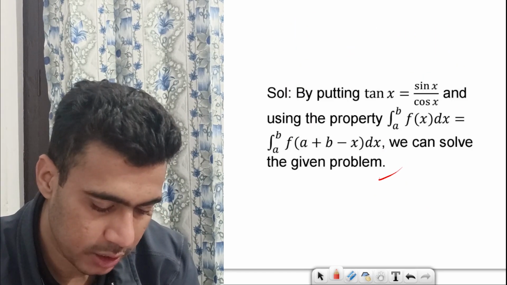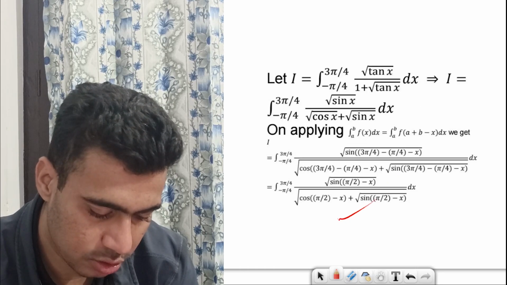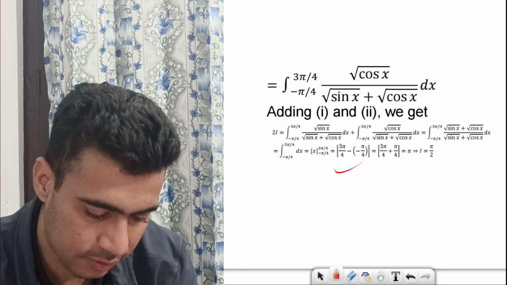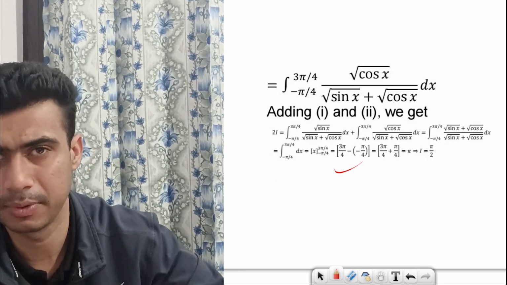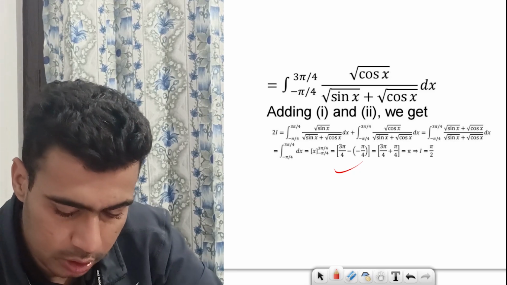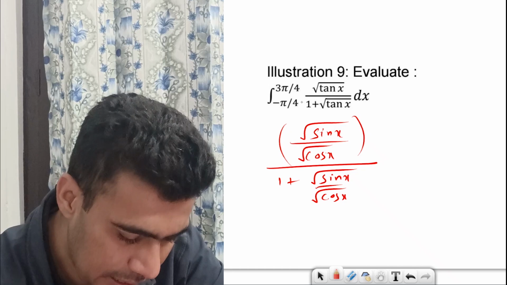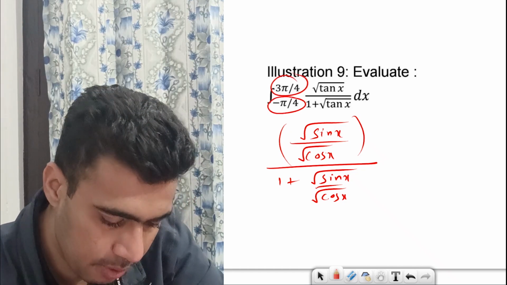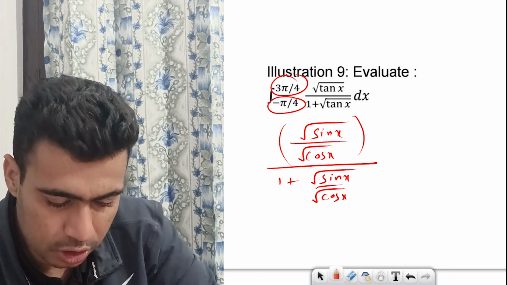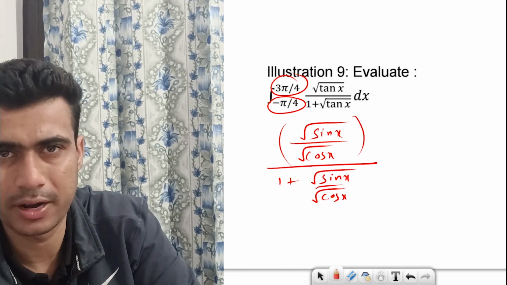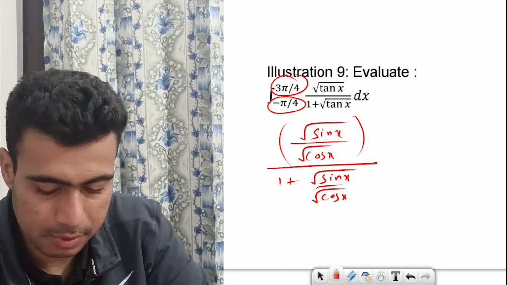Now let's come to this pre-written solution. The same thing has been solved completely the way I'm telling you, so obviously you can do it. I am again talking about 0 to pi by 2, but here we have minus pi by 4 to 3 pi by 4. Try to understand, for 0 to pi by 2, your answer will always be pi by 4.